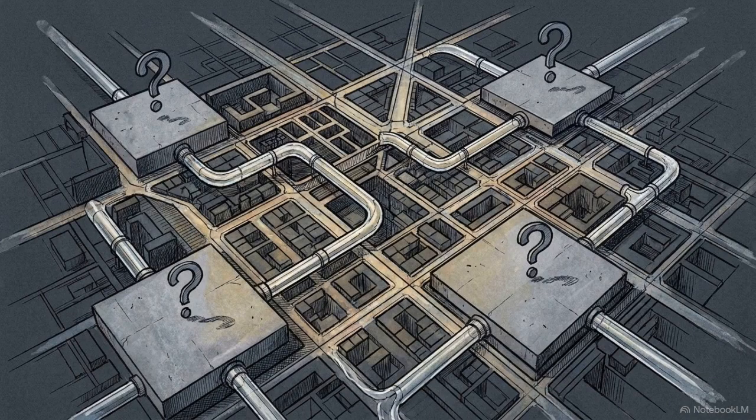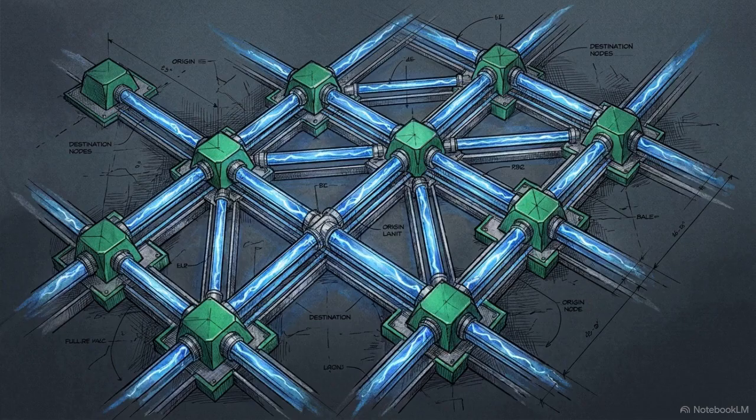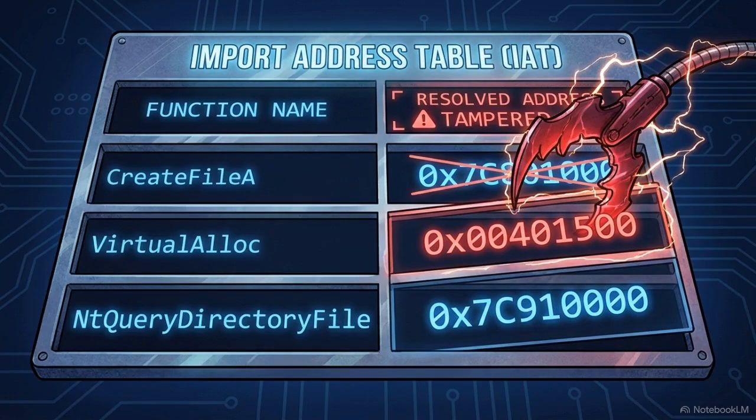Because a program doesn't know where system functions will reside in memory until it runs, the IAT acts as a static map. It stores the dynamically resolved memory addresses of the binary's imported functions. This chart shows the normal state of the IAT. The function name correlates directly to its real memory address. In IAT hooking, malware overwrites the legitimate address for a target API with its own malicious memory address.